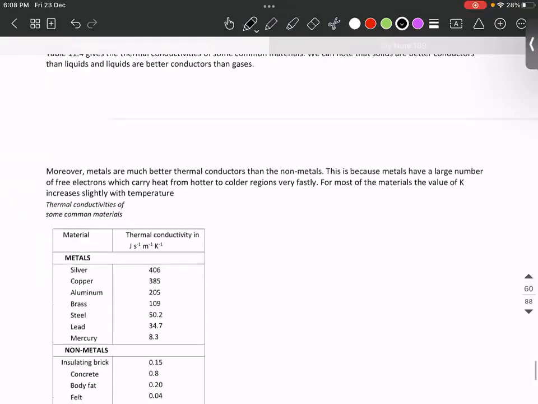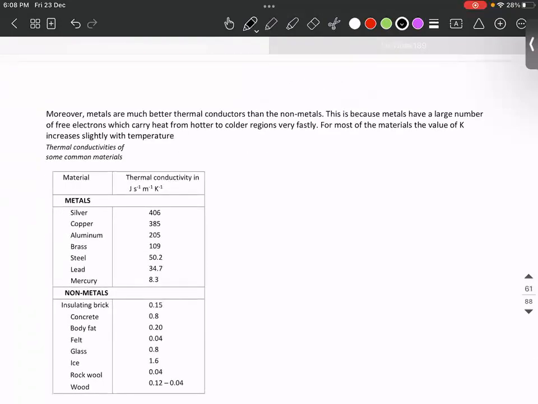Is it clear? So thermal conductivities of different materials are given here. For silver, it is 406, copper 385, aluminium 205, brass 109, steel 3.2. You need not remember the value, right? It is 34.7 and mercury is 8.3. This is the difference in order of thermal conductivity, right? For non-metals, it is written in this one.